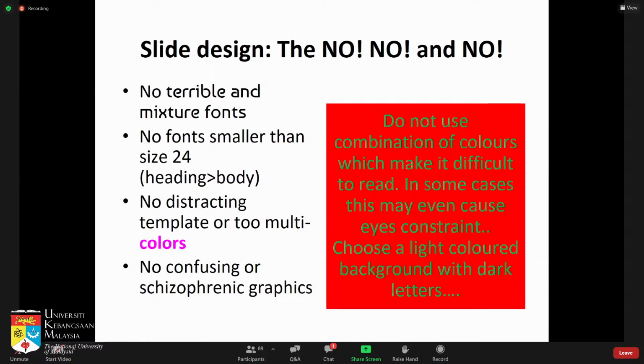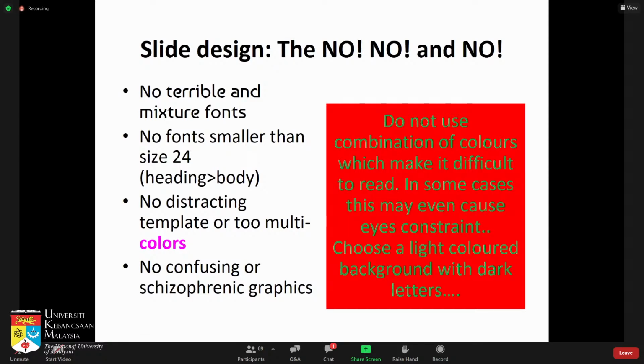Now, the slide design, the big no, no, and no. Look at the red color there. I think you are struggling, so am I. So do not use a combination of colors which makes it difficult to read. The audience will be struggling to read that red one. In some cases it causes eye strain. Ophthalmologists, I can see Prof. Jemima here. I'm sure she agrees with me.